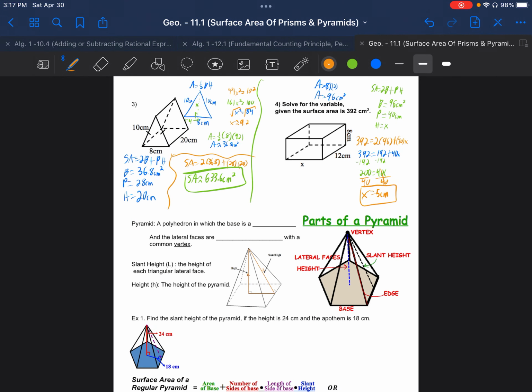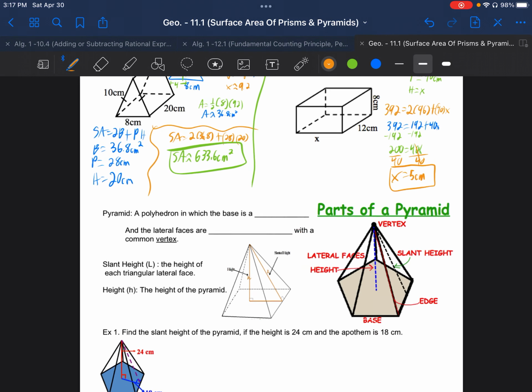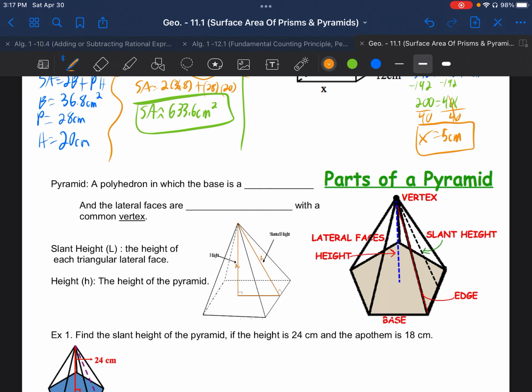Continuing on, another shape that we'll learn about today is the pyramid. A pyramid is a polyhedron, once again, that three-dimensional figure with polygons as faces, in which the base is just any polygon. There's only going to be one base here, compared to right prisms and oblique prisms, where there were two bases that were congruent to each other. The lateral faces of a pyramid have to be triangles, though. So all of the sides have to be triangles.